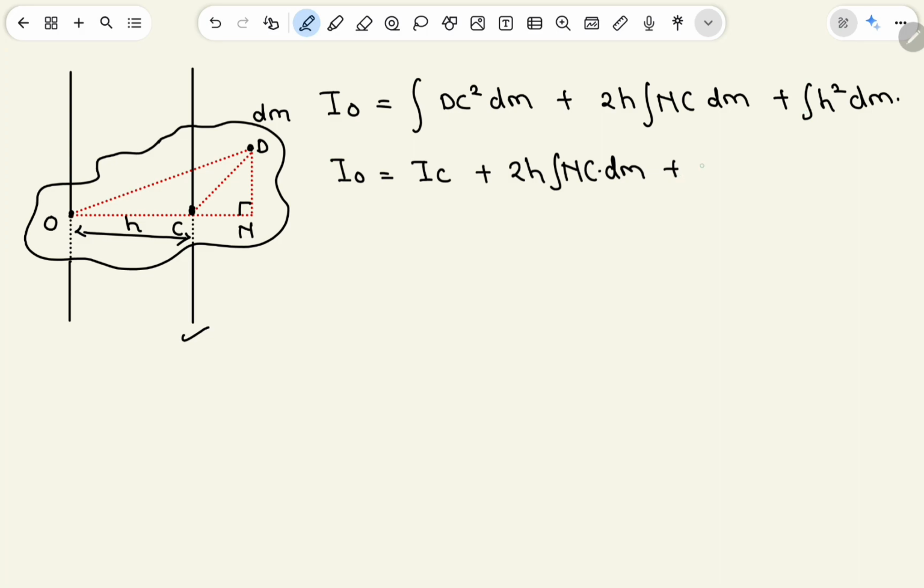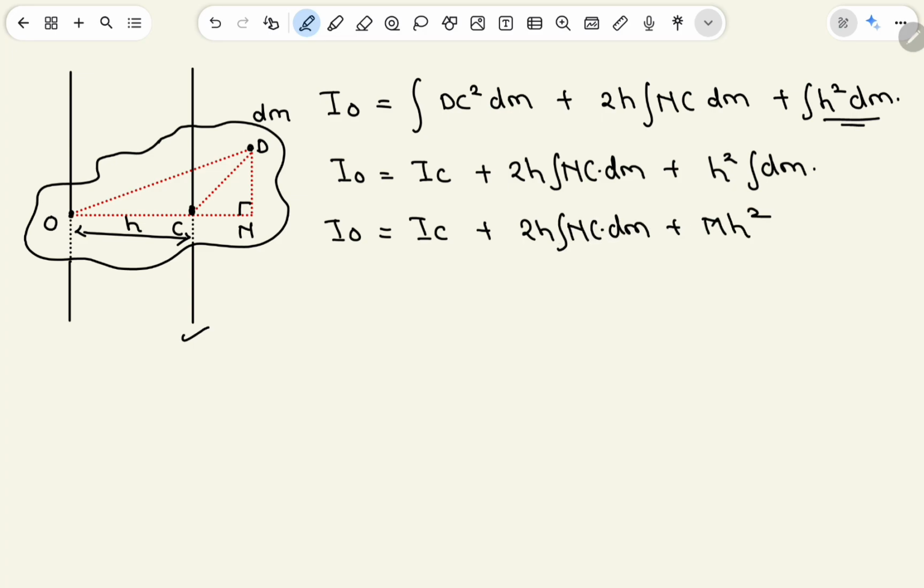We'll address that middle term later. But the last term, integral h square dm: h square can be taken outside, and we then have integral dm. Integral dm basically means we are adding these small masses that are present in the body, and what we get is nothing but the total mass of the body. So we have IC plus 2h integral nc dm plus mh square. Integral dm gives us m. So we already have the terms that we need, which is IO is equal to IC plus mh square.